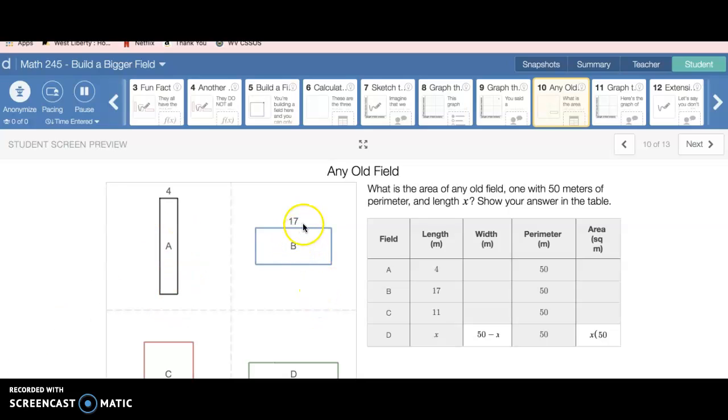Okay, so for problem B, we have 17. So we would also know that that's 17 on the bottom. 17 plus 17 equals 34. So we know that there is a 17 down here as well, as I said. So we would take 50 minus 34 to find out what we have left to split between these two sides. That would equal 16. So 16 divided between the two of these, 16 divided by 2 equals 8. So that means these two sides have to be 8 and 8.